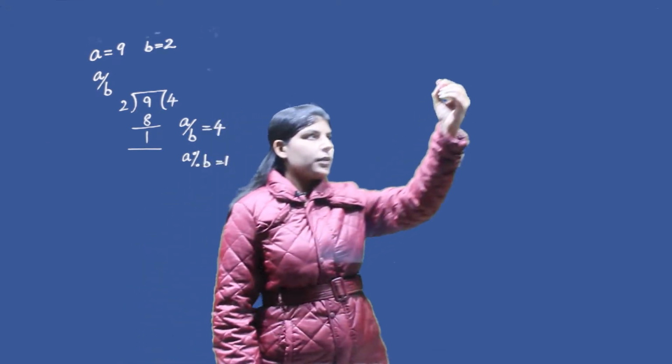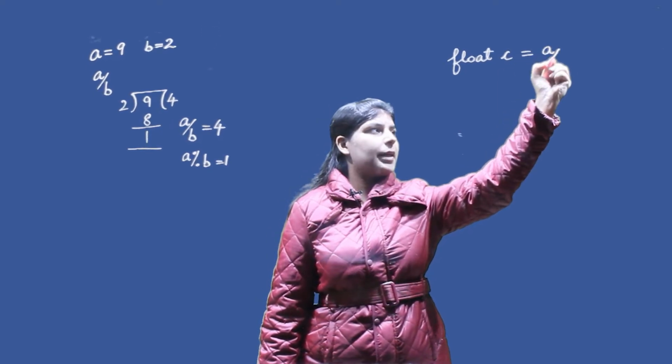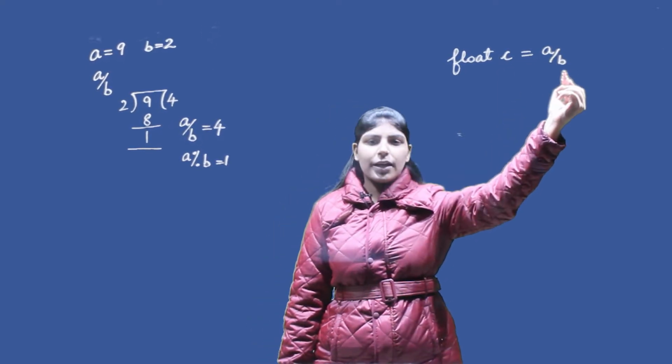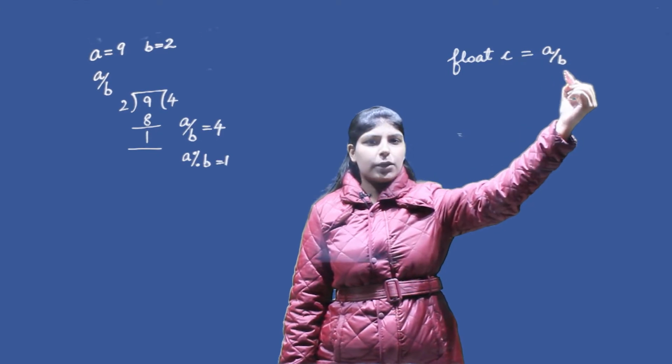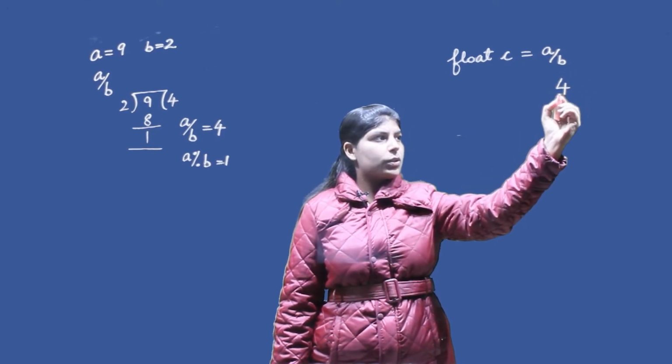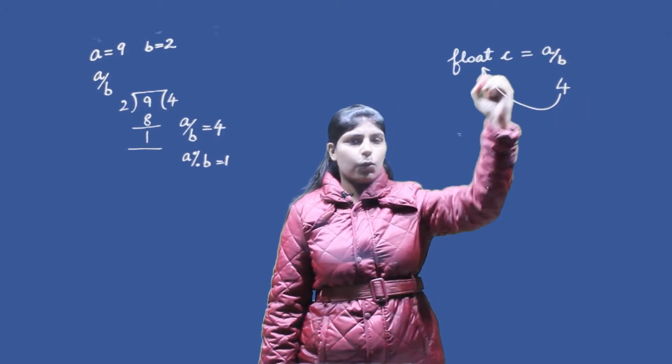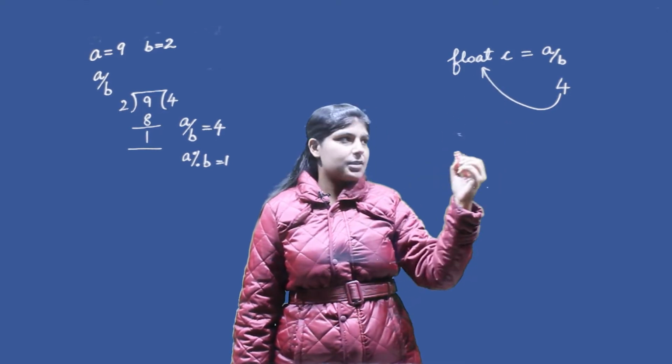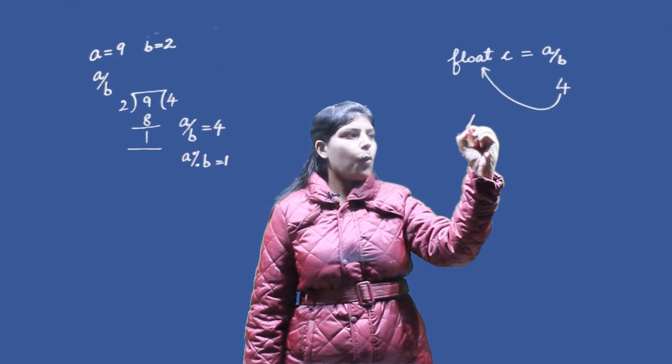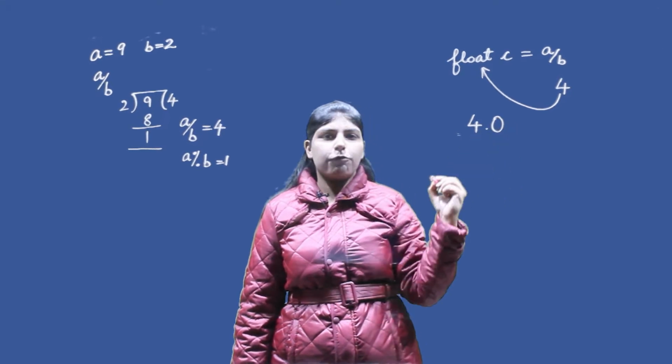So if I store the answer in a float variable, if I do float C is equals to A divided by B, now again both are integers, so 9 divided by 2 becomes 4. So this 4 is typecasted into float using widening typecasting. So this 4 becomes 4.0, but I will not get 4.5.